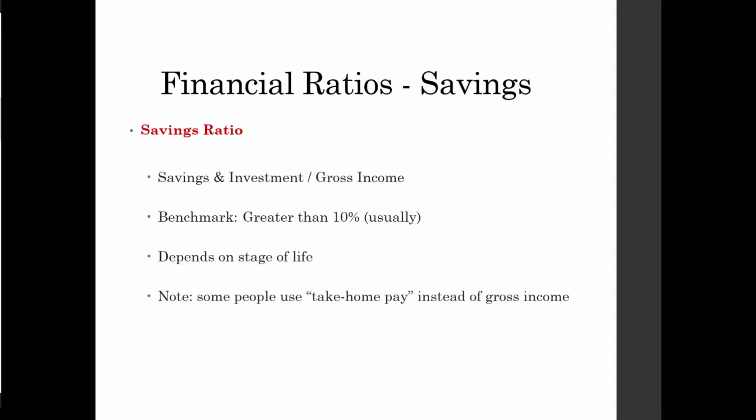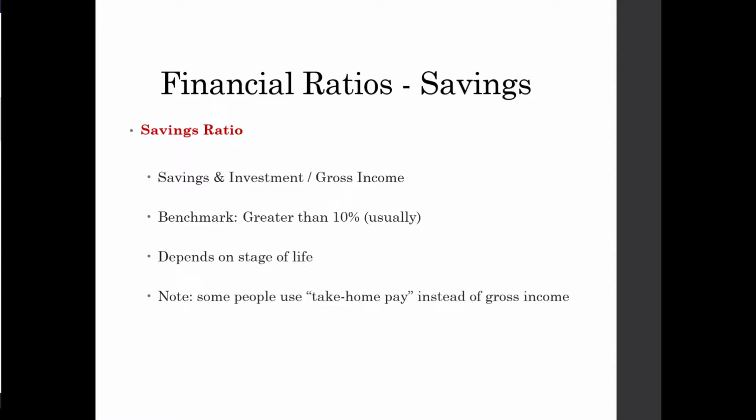Again, I've said this several times already. I want you to use a personal goal of 10% for your savings goal. So try to save 10% of your gross income. If you can't do that, like I said, 5% or 2% or $5 a week or $10 a month, but work your way up until you get to that 10% level. This ratio, it says usually greater than 10%.